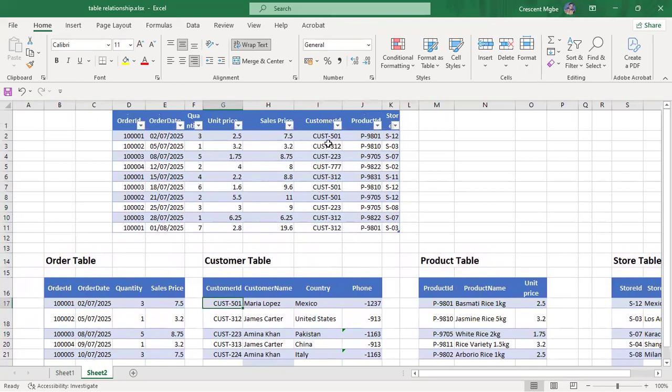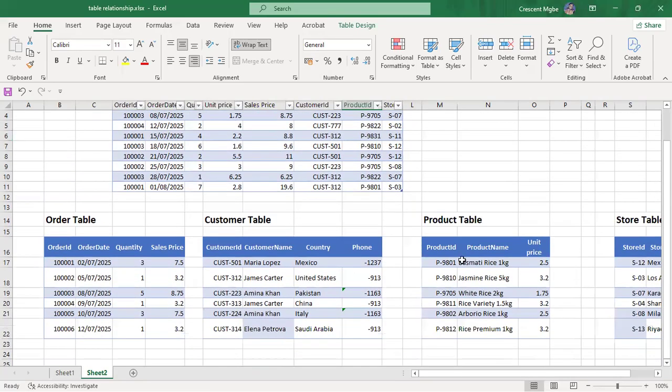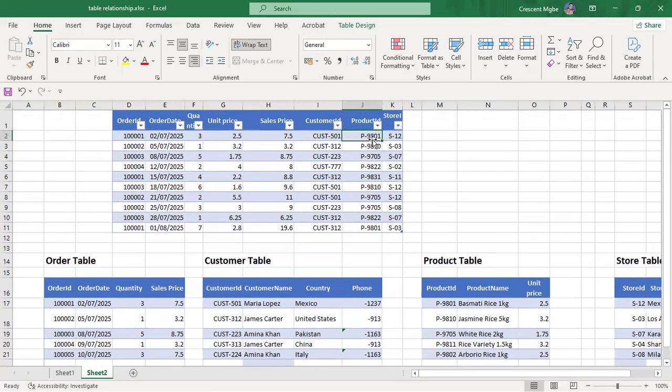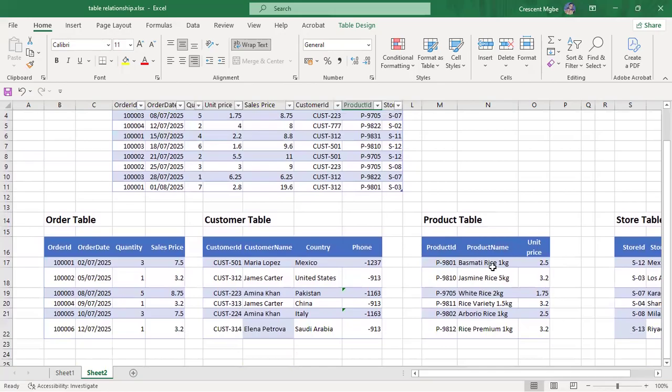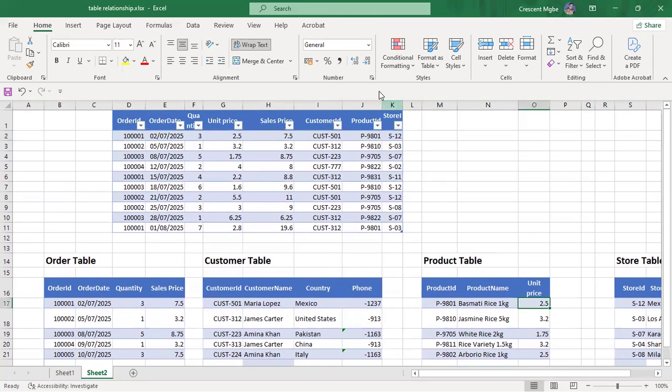If you now say, okay, which product did this customer buy? All you need to do is just to get the product ID from the product column. And then you come to the product table. Look at the customer 9801. You can see the person bought basmati rice 1 kg. And this is the price they bought it. I don't know if you get the point. Does anybody understand what I'm saying here? Do you understand? Yes. So this is called table relationship.